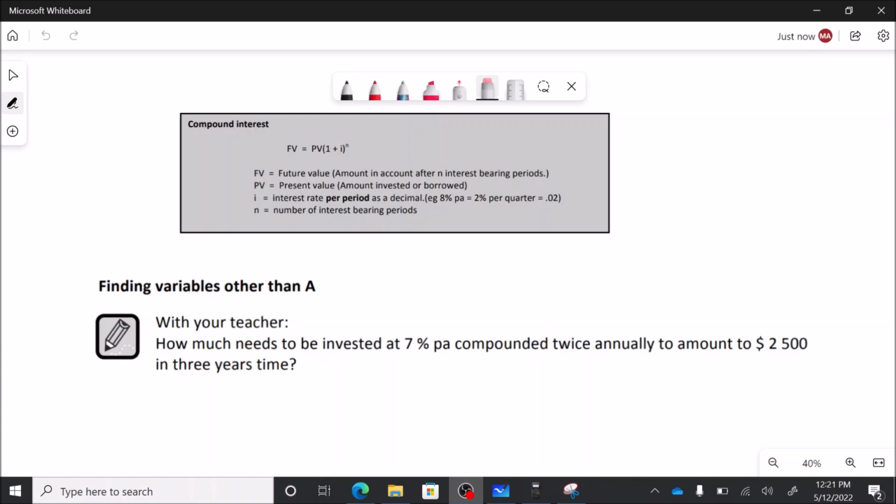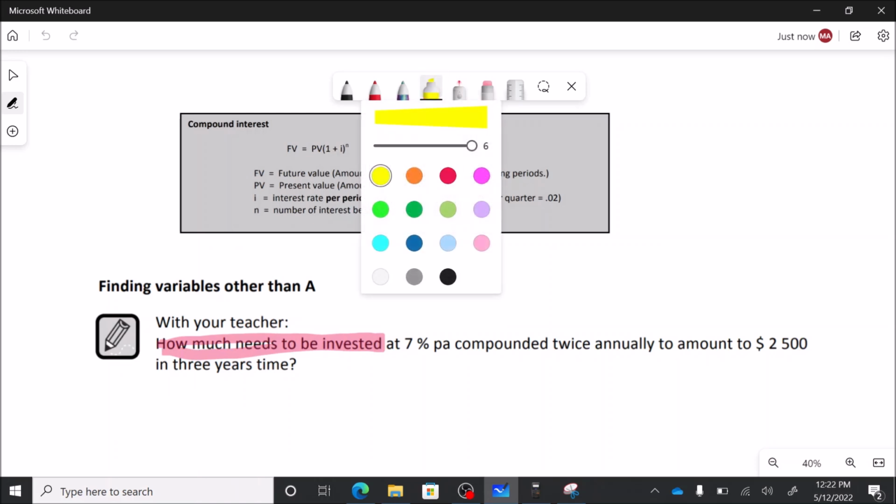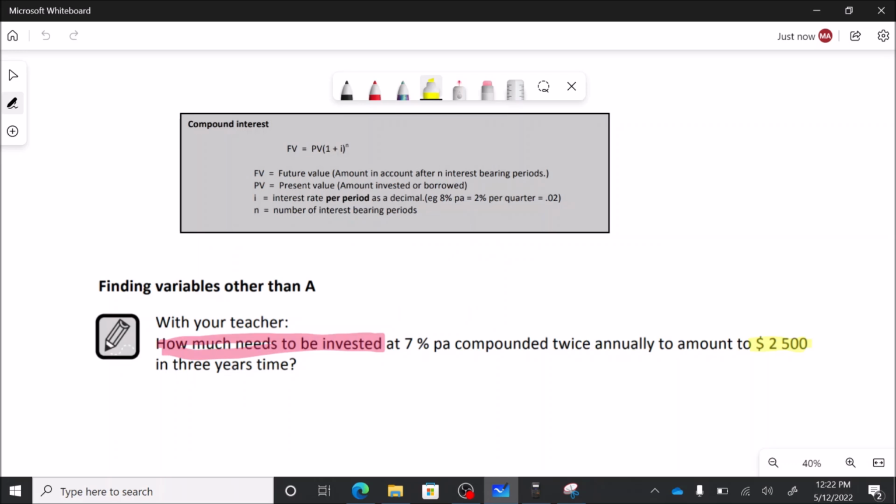If you have a read of this example, they're asking how much needs to be invested to amount to $2,500. Alright, so it's a bit like a savings goal, I suppose. How much do we need to put in at the beginning to get to a certain amount by the end? So this 2,500 is our future value, and the how much needs to be invested, well, that's the present value. What do we need to put in at the start?